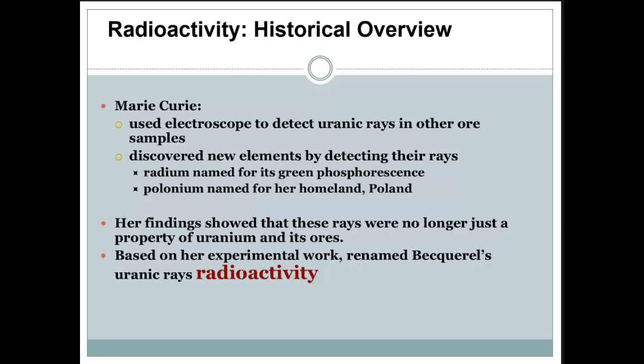Her findings showed that these rays were no longer just a property of uranium and its ores. Based on her experimental work, she renamed Becquerel's uranic rays radioactivity.